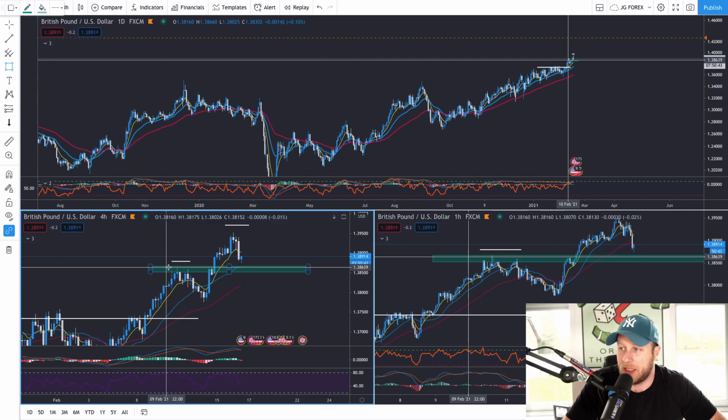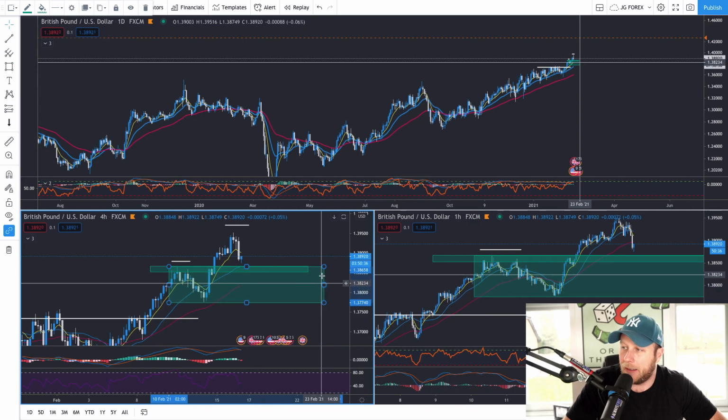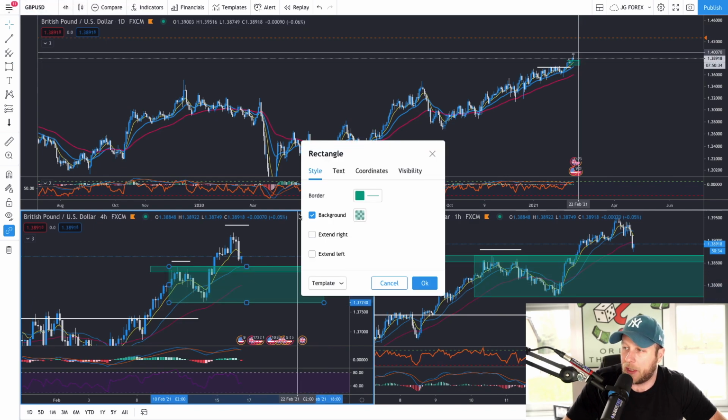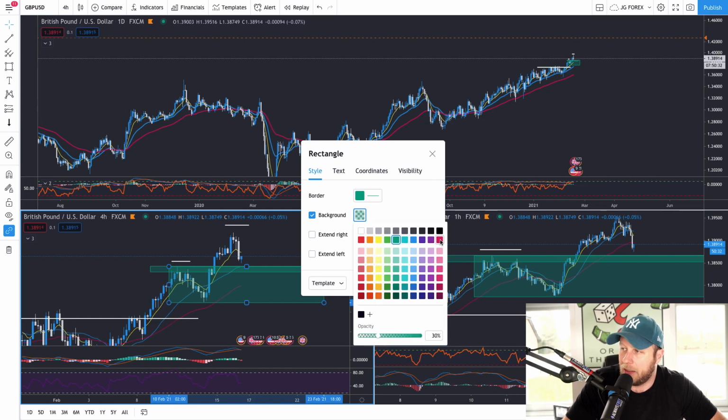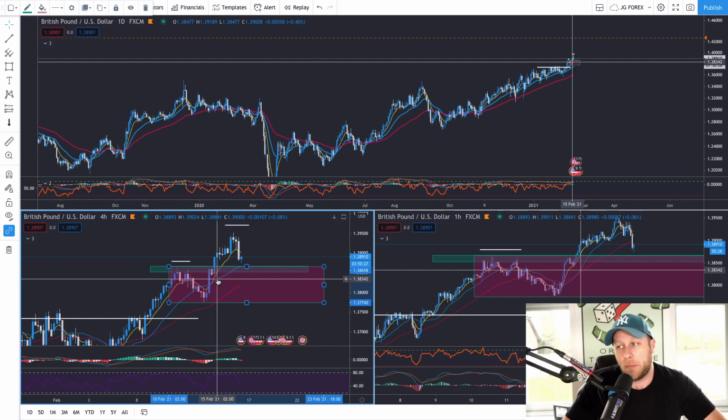The second chance entry is going to be the highest high to the lowest low of the pullback. And we'll color this in a different color to make it nice and clear. Let's just color this in pink. So we've got green and pink. This will be the second chance entry.